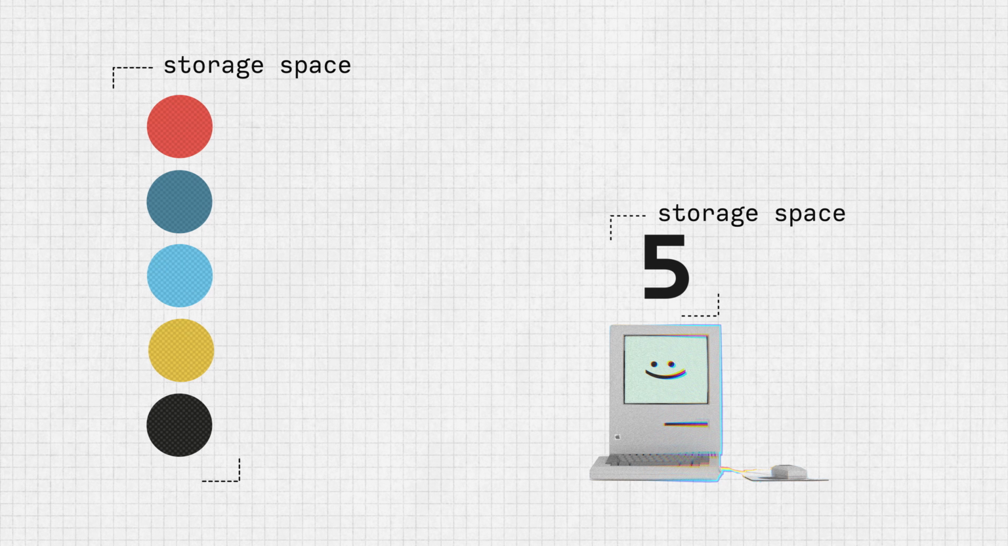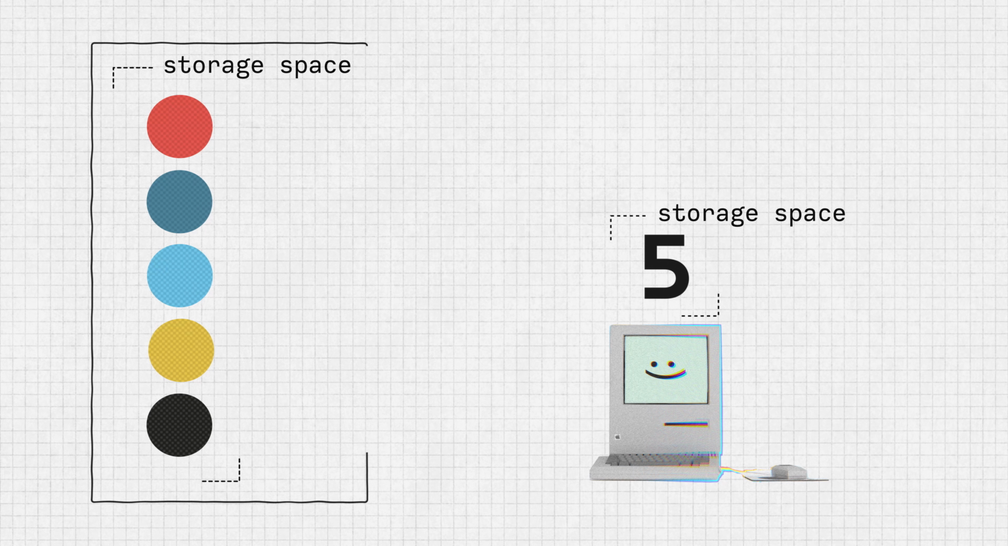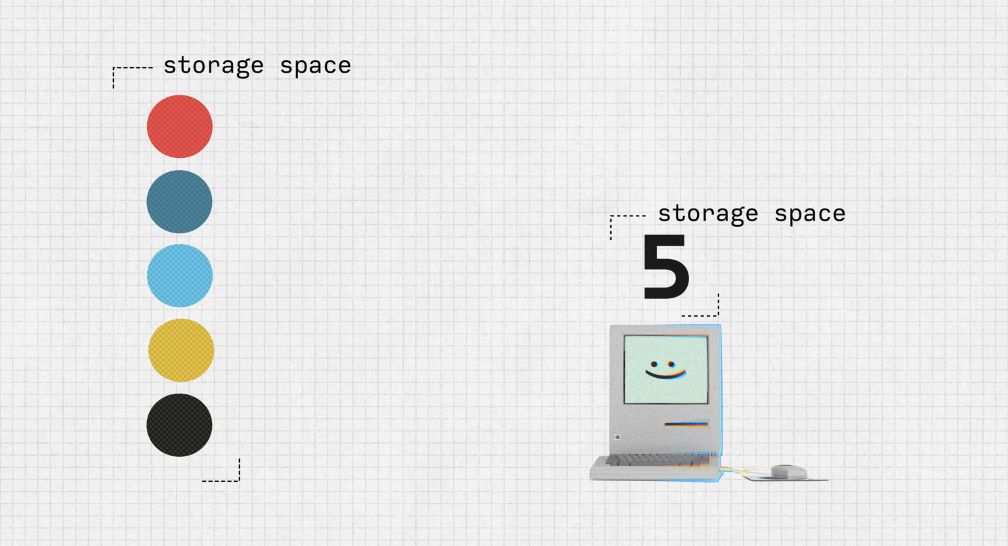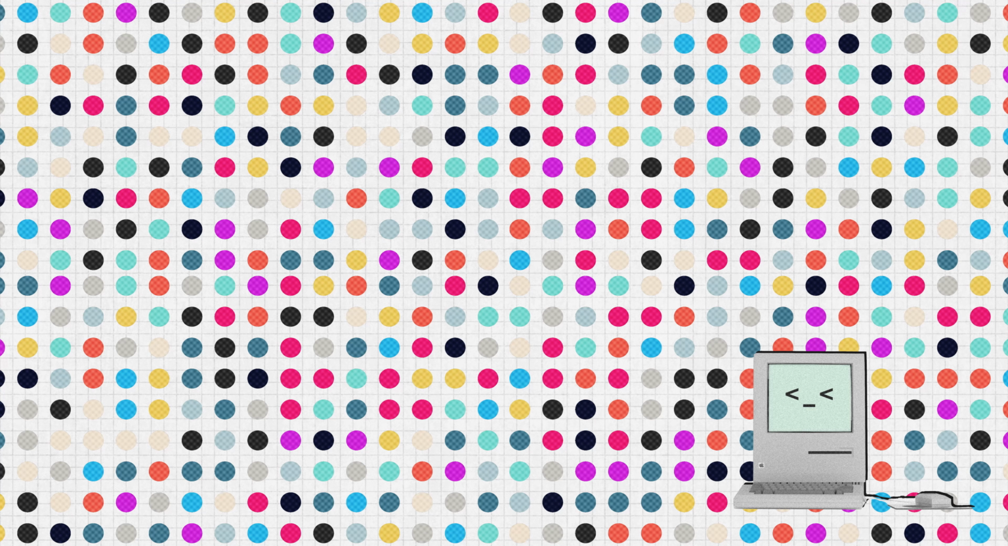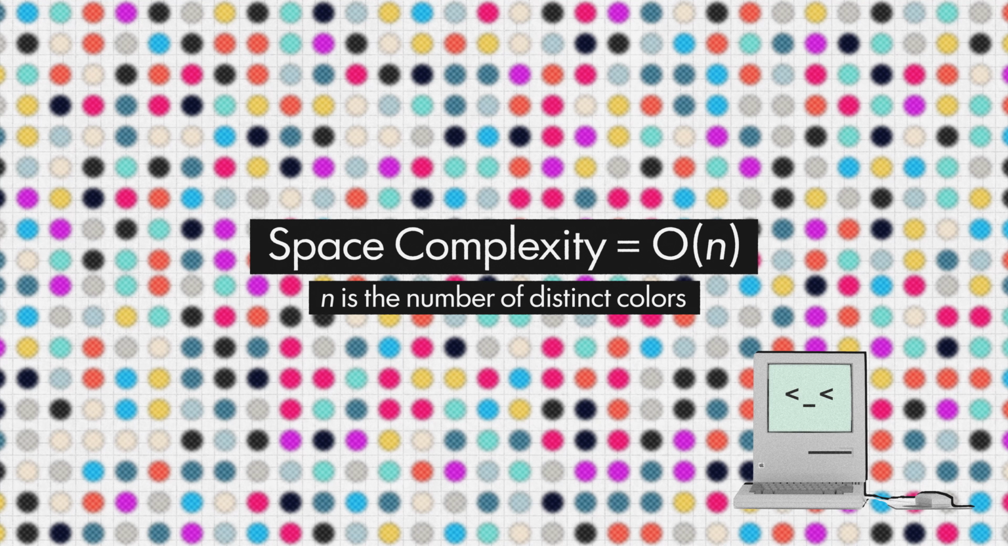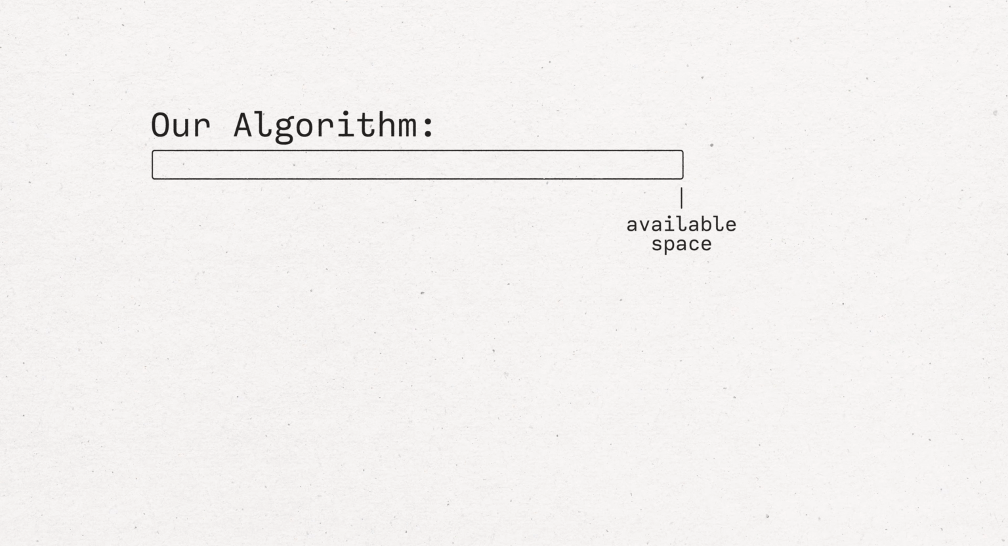In order to know whether a color is new, we need to keep a list of all the colors we've seen so far. And we need to check that list every time a circle arrives to see if its color is already there. That's manageable when there aren't many colors, but as the number grows, the list takes up more and more space. So while this method works, it's not exactly efficient. It needs O(n) space, where n is the number of distinct colors. The question is, can we do better?